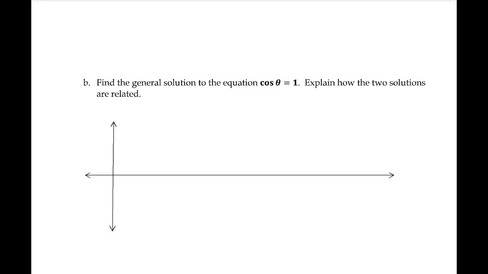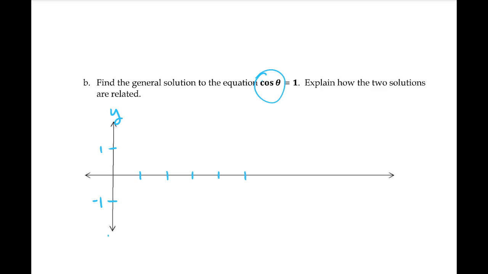So going to this equation, we've got cos theta equals 1. Explain how the two solutions are related, after we find the general solution for cos theta equals 1. Well, let's have a look. Well, we could graph cos theta, in which case we'd need to, my max and min are just going to be my generic graph.